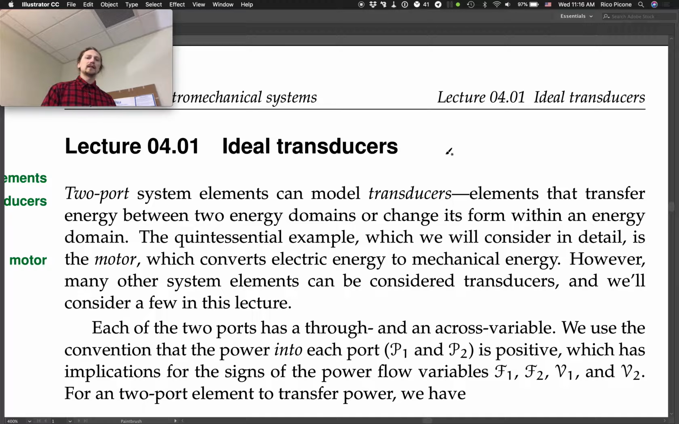The quintessential example, which will be considered in detail, is the motor, which converts electrical energy to mechanical energy. However, many other system elements can be considered transducers, and we'll consider a few in this lecture. So we're going to talk extensively about motors in the coming lectures, but I want to keep it pretty high level for right now, and we'll do a little motor example, and then we're going to dig into the details starting on Friday of motors. But motors are part of a larger class of systems that we want to introduce today.